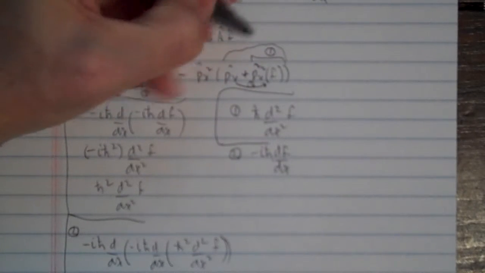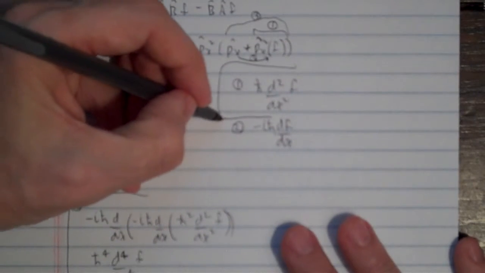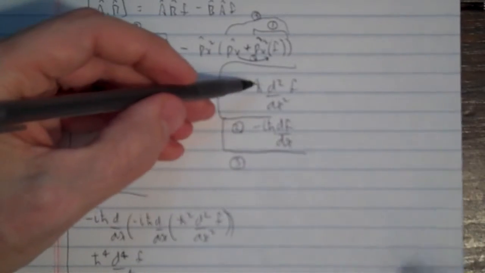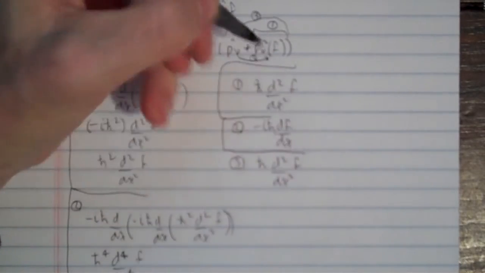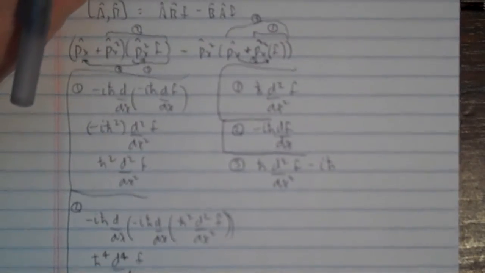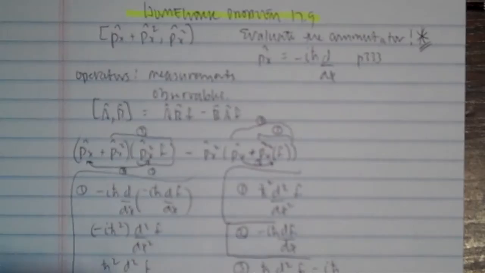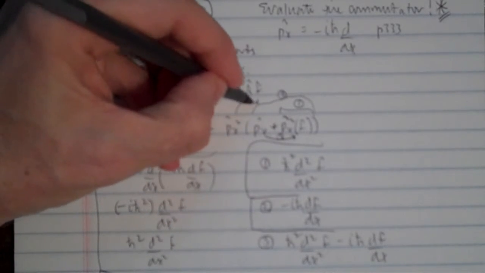Okay. So this term here, 3, is going to be the sum of those two. So it's going to be h bar, second derivative with respect to x, minus i h bar. Or that must be h bar squared. Oops, almost lost that. H bar squared d^2f/dx^2 minus i h bar df/dx. Okay, that's what 3 is. Now it looks like 4 is going to be this operating on that.